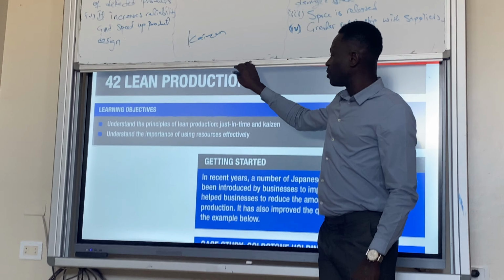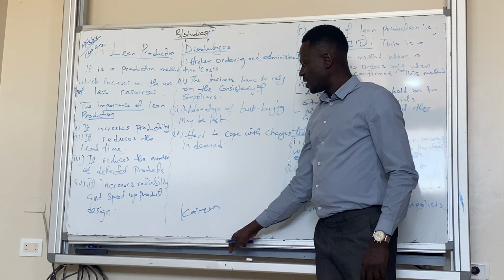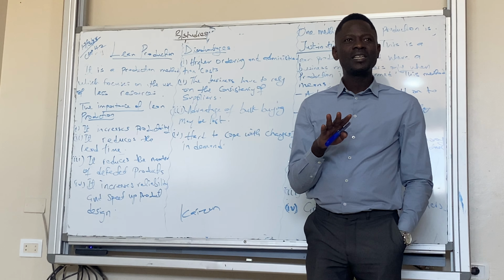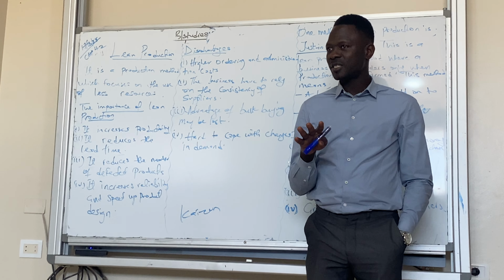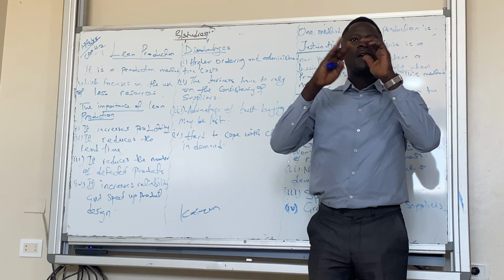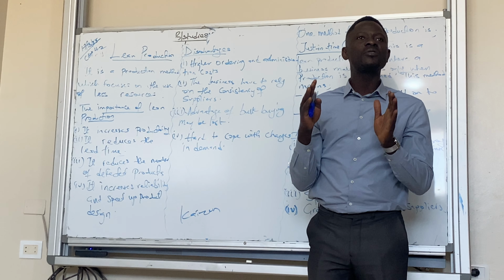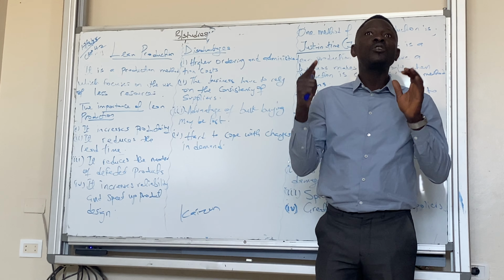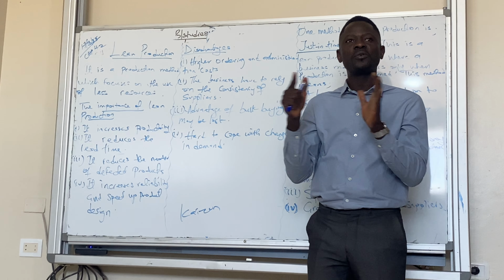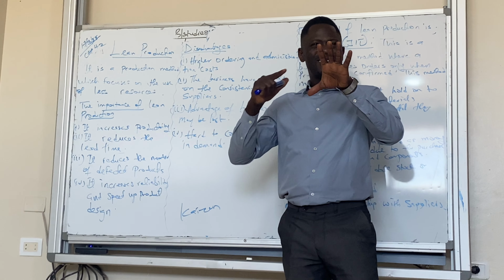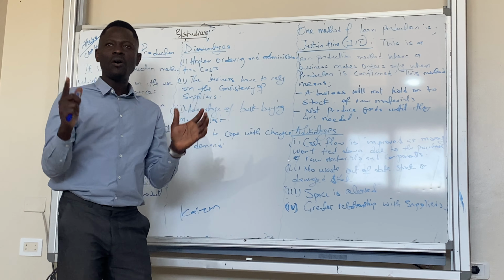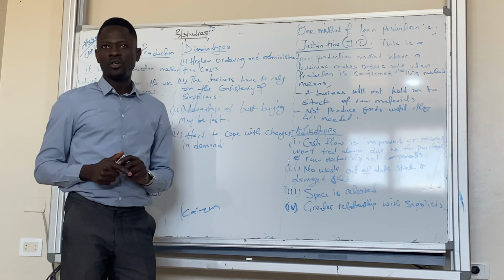When I talk about lean production, it simply means a manufacturing method that allows a business to reduce resources in terms of production. Whatever you have to produce, you have to reduce the lead time, you have to reduce the raw materials, you have to reduce the resources. That is what lean production is about: reducing all that matters when it comes to production.